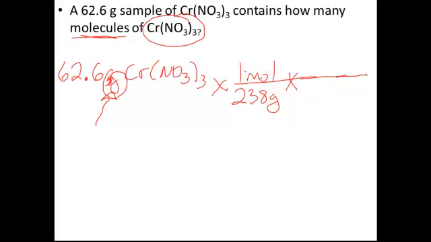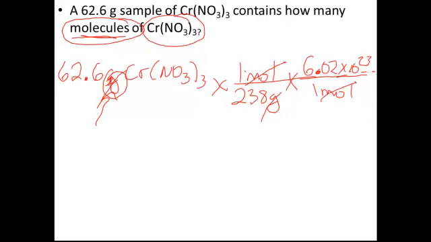And now I know to go from moles to molecules, I need to use Avogadro's number. So now I'm going to put 1 mole on the bottom, and on top I'm going to go 6.02 times 10 to the 23rd, and I'm out of space, but right here I should be writing molecules, because then my grams are going to cancel, my moles cancel, and all I have left is what they're asking me for, molecules.